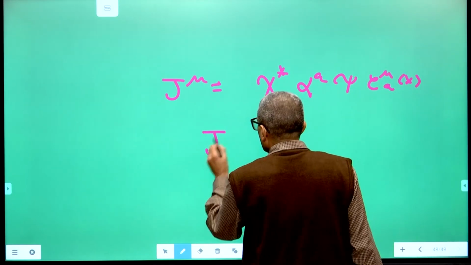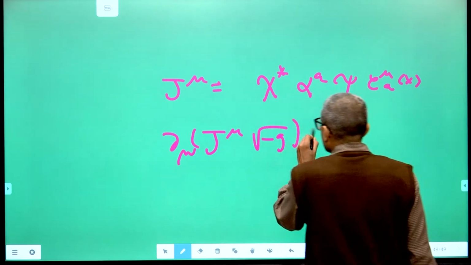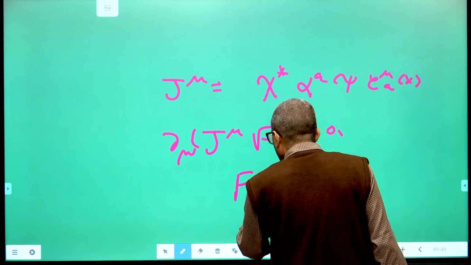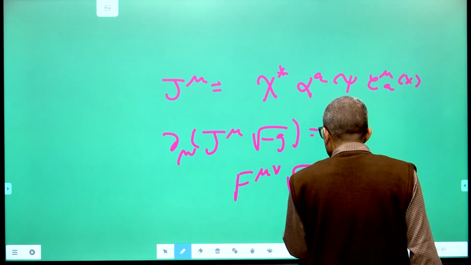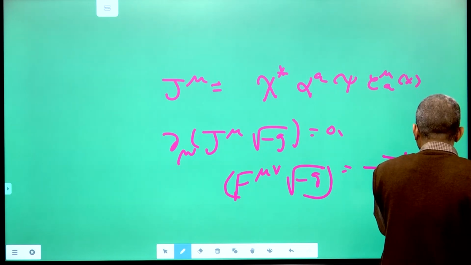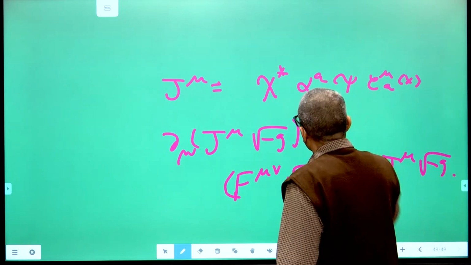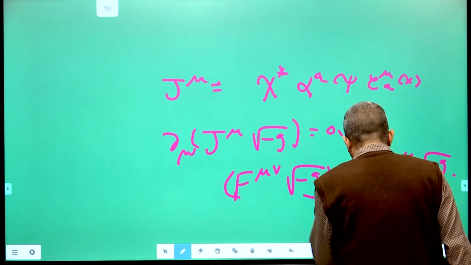Okay, then J mu, you will get the conservation law, dou mu J mu root minus G is 0, and the Maxwell equation will become f mu nu root minus G is equal to minus J mu root minus G. That will be the Maxwell equations within the cavity resonator in the presence of gravity. So you have three equations.